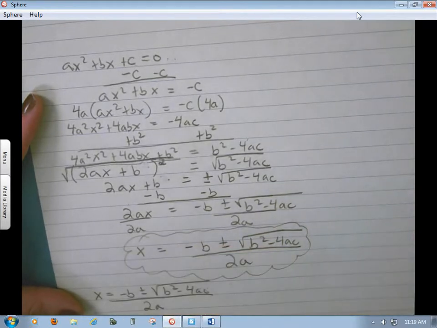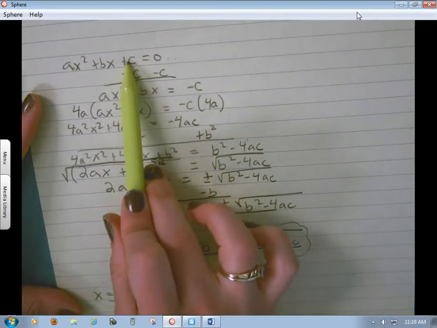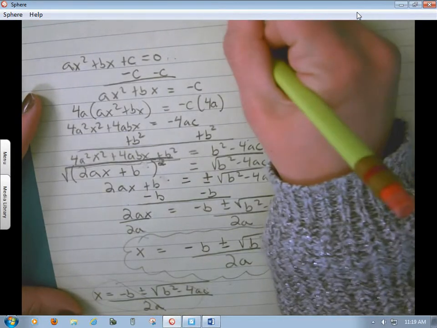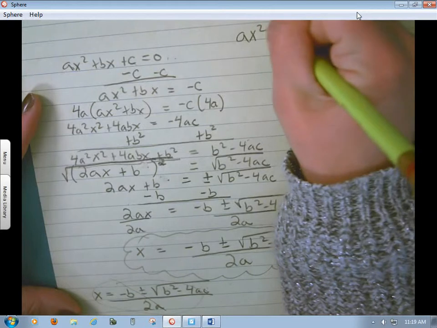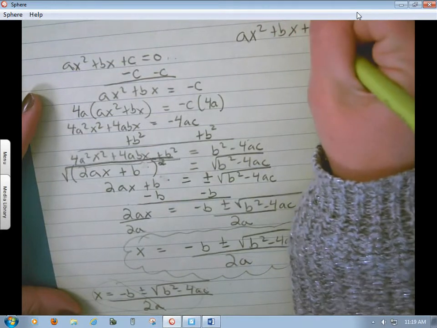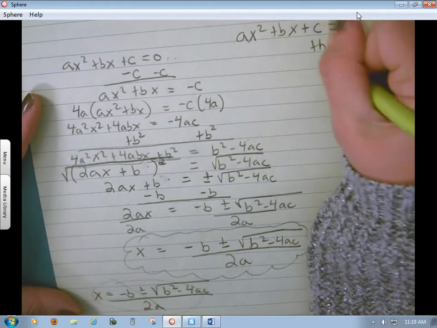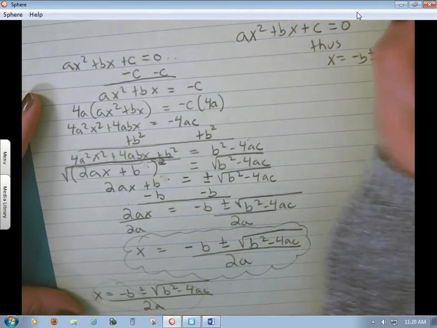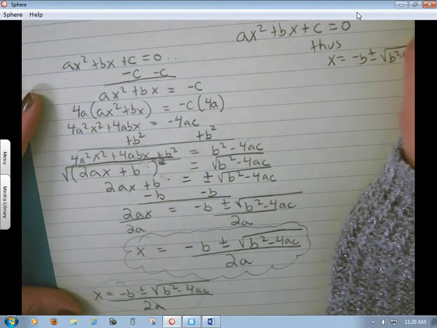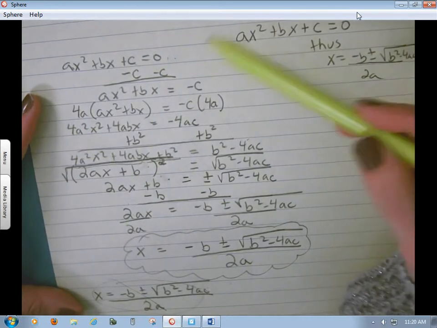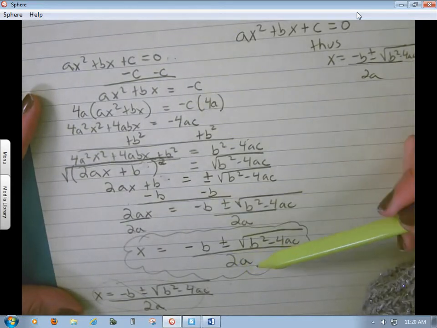Okay, so there is what I was looking for. So I used my end point to figure out how to get from my starting point to my ending point. So this proves that ax squared plus bx plus c equals 0, thus giving us x equals negative b plus or minus the square root of b squared minus 4ac over 2a. Okay, so that's our derivation, or how to derive the quadratic formula.